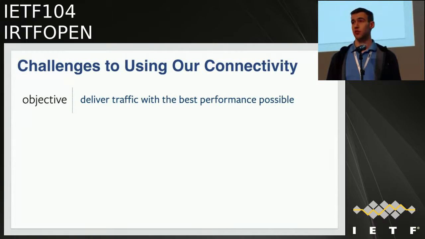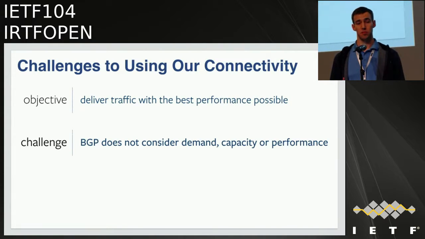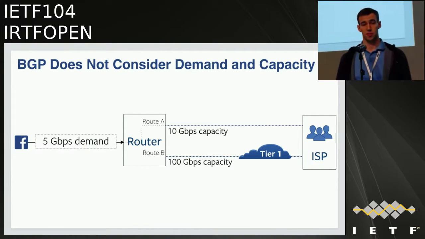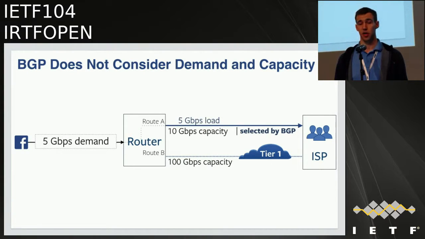So what are the challenges to using all this rich interconnectivity? Well, our key objective here is to deliver traffic with the best performance possible. But the challenge to doing that is that BGP doesn't consider demand, capacity, or performance in its decision process. So let's take a look at what problems that creates. We have here a simple example. Facebook on the left is trying to deliver 5 gigabits per second of traffic to the end users in the ISP on the right. Now our router is configured to use those short direct paths that we prefer. And so as a result, it puts all of that load onto that upper path and everything's fine.